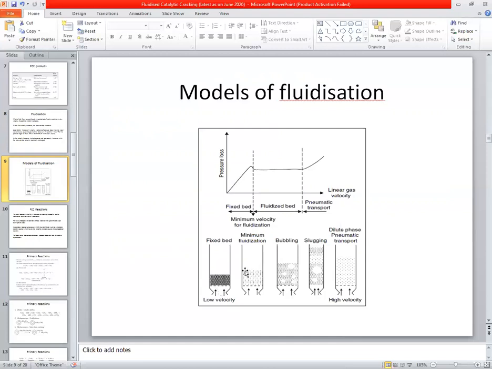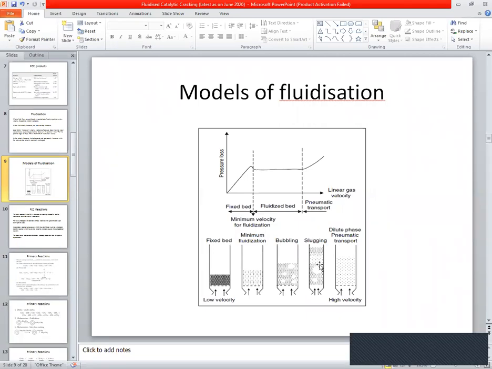Here is minimum fluidization. In minimum fluidization mode, the pressure loss remains unchanged. If we increase the velocity further, it starts bubbling, meaning some bubbles occur inside the bed. This is called bubbling fluidization. This is low velocity with no fluidization, here the packed bed, here minimum fluidization, bubbling fluidization. After that comes slugging, with some bubbling and some pneumatic transport, meaning the catalyst bed starts to expand.